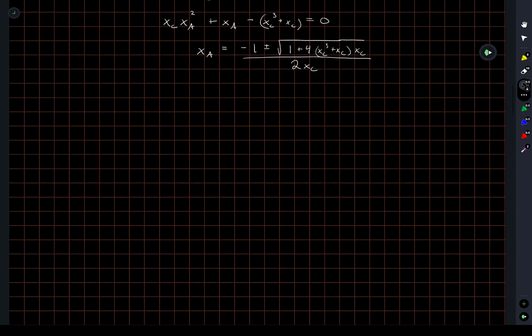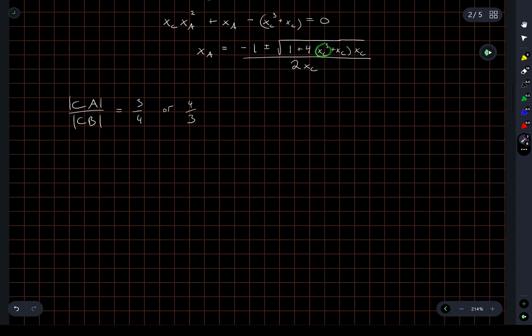But I would have to write something like CA divided by CB is equal to 3 over 4 or 4 over 3, just like I did before. And then write out CA and CB, these lengths, in terms of XC. And then solve for XC. This seems like it's going to be a bit of a mess. So I wonder if there's some kind of simplification we can make. I don't see it immediately.